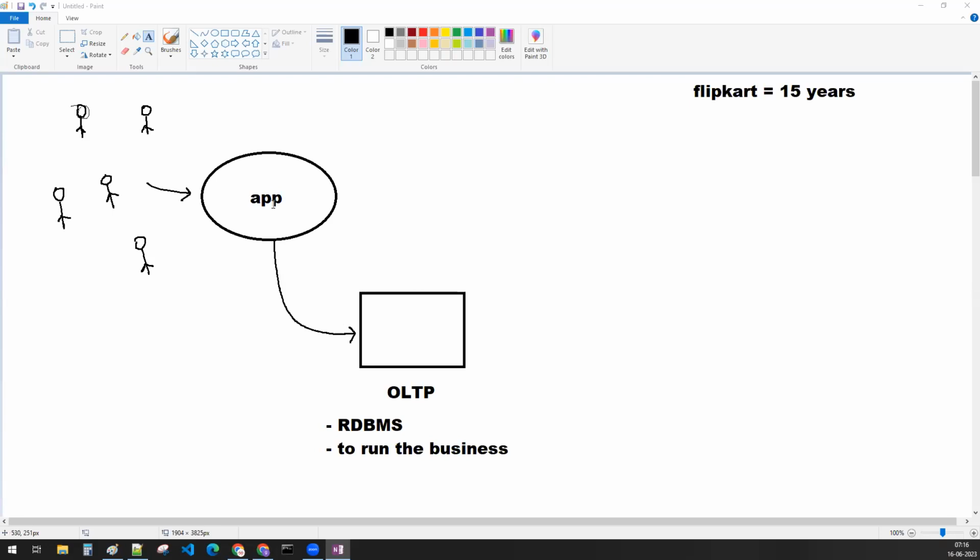So this is how OLTP, or RDBMS solutions, are very important for your business to run. Because if you do not have an OLTP, your application is not supported by any OLTP, and even though a user interacts with the application, that data will not be stored.